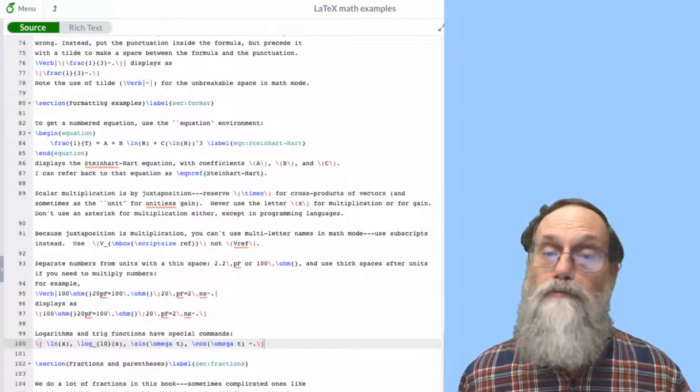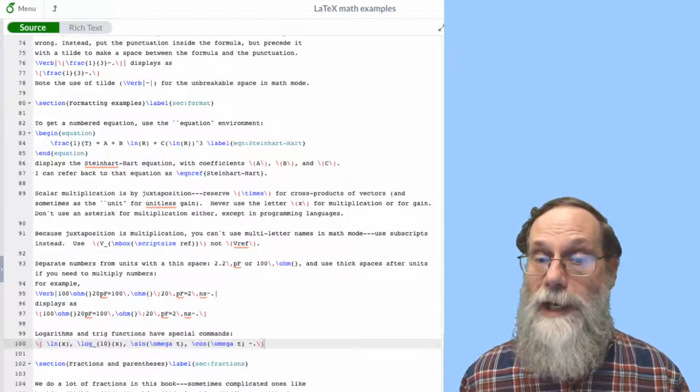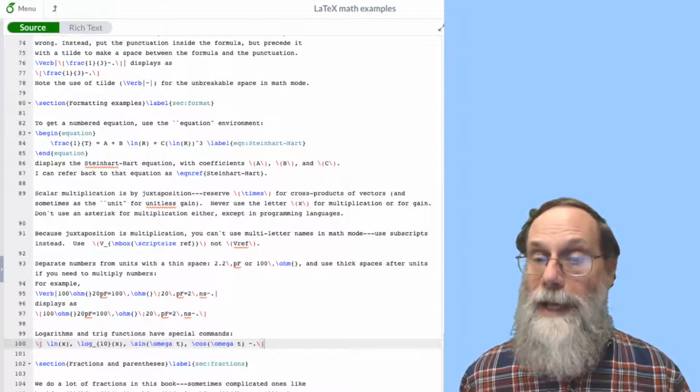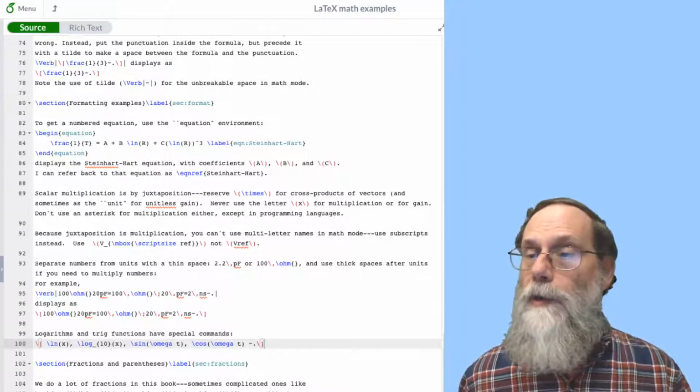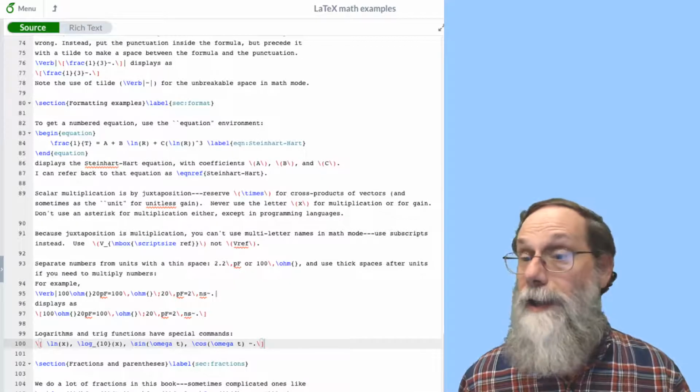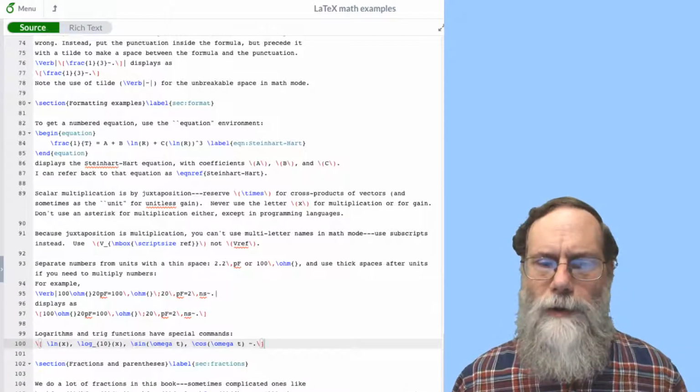And finally, logarithms and trig functions all have their own special commands: \ln, \log, \sin, \cos. And if you want to do log base 10, do \log and then subscript and then in braces the 10. Let's take a look at what some of these things look like.